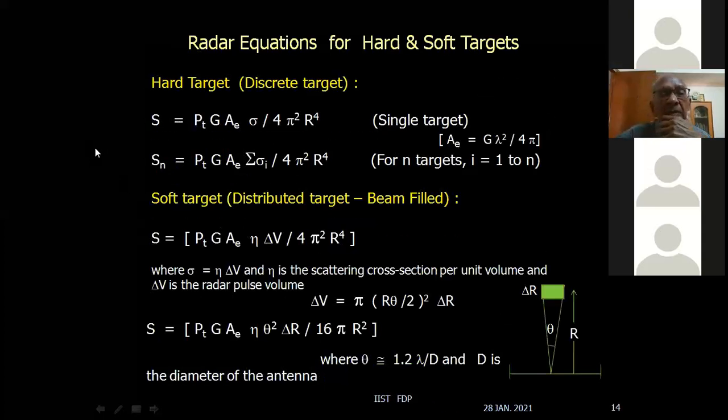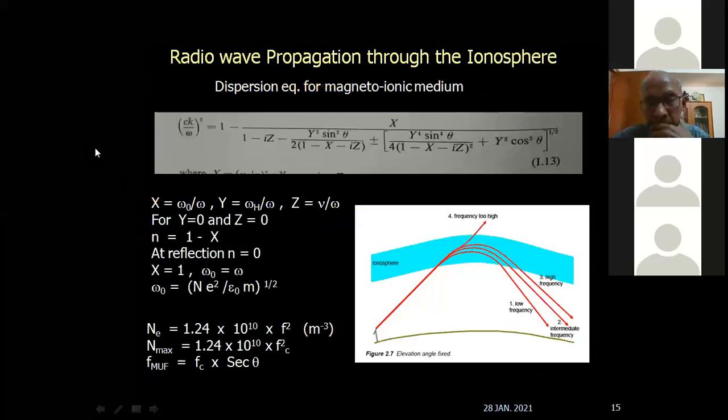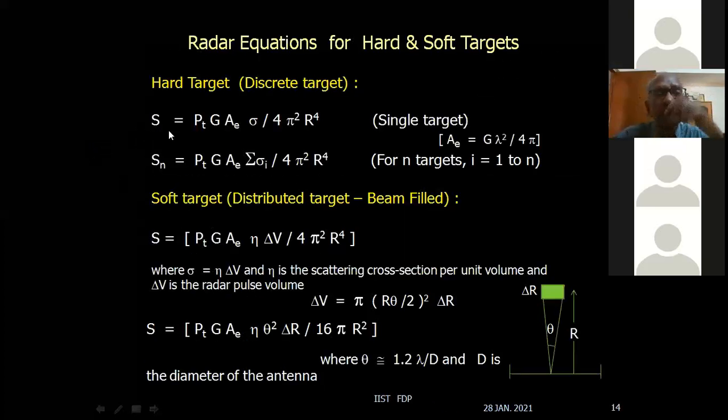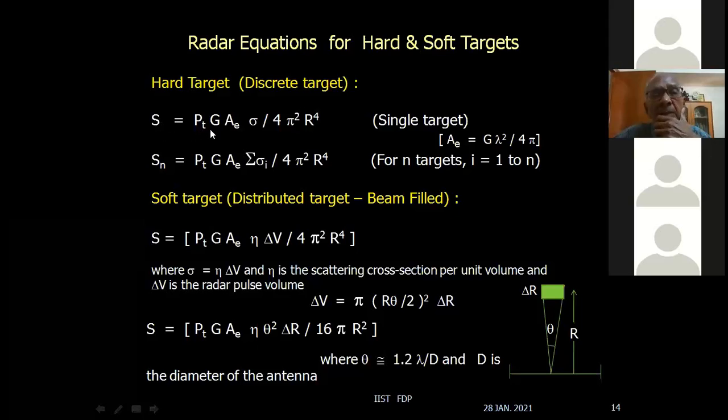These are actually the scattering cross section, the signal power for a single target. This is the transmitted power and gain of the antenna, and A is the receiving antenna aperture, and the target scattering cross section is sigma, and the range to the target is R.